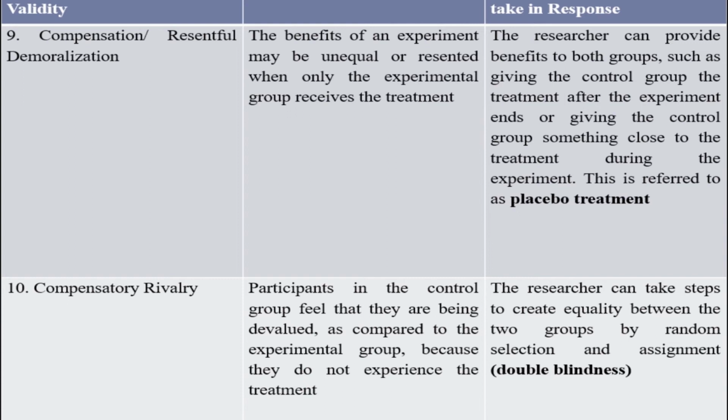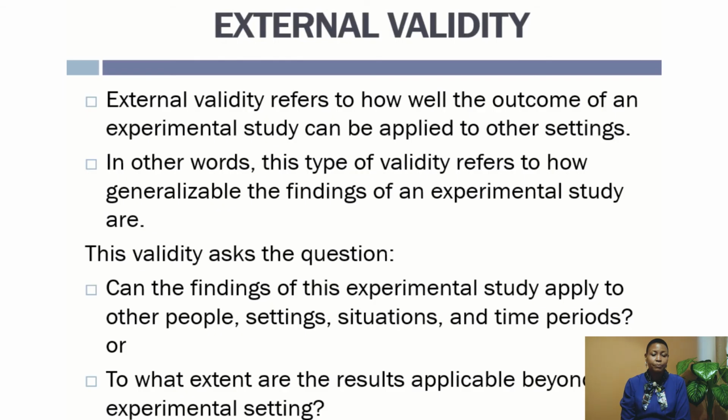He can also ensure that none of them knows that they are in the control or in the experimental group. This is called double blindness. We now move to external validity.